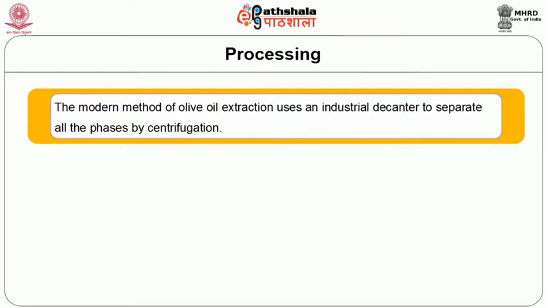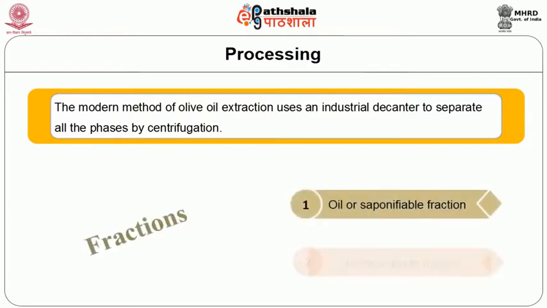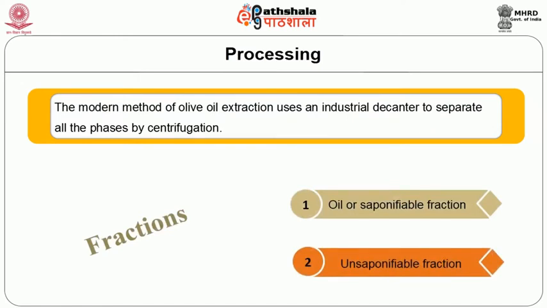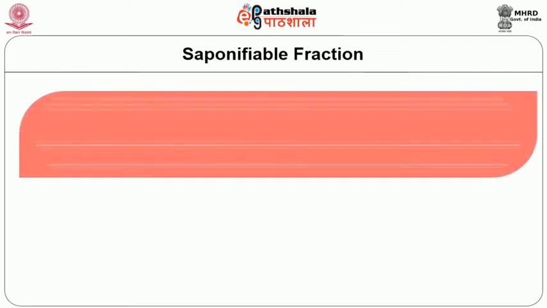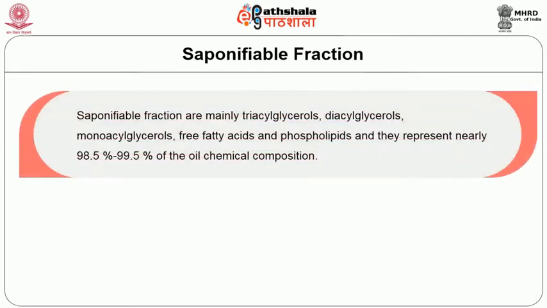The modern method of olive oil extraction uses an industrial decanter to separate all the phases by centrifugation. Virgin olive oil contains two main fractions, the oil or saponifiable fraction and the unsaponifiable fraction. Saponifiable fractions are mainly triacylglycerols, diacylglycerols, monoacylglycerols, free fatty acids, and phospholipids, and they represent nearly 98 to 99.5% of the oil chemical composition.